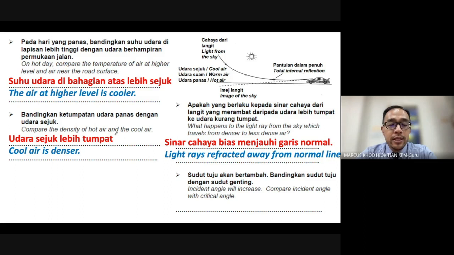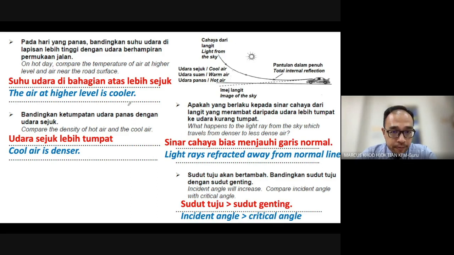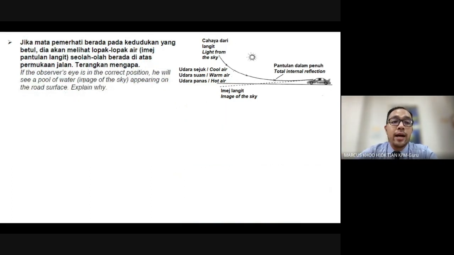Next, the incident angle will increase. So compare the incident angle with the critical angle. We will find that as the light rays come nearer and nearer to the hot air, the incident angle is going to be bigger than the critical angle. When the incident angle is bigger than the critical angle, as we learned just now, total internal reflection will occur. So if the observer's eye is at the right position, he will see a pool of water appearing on the road surface.